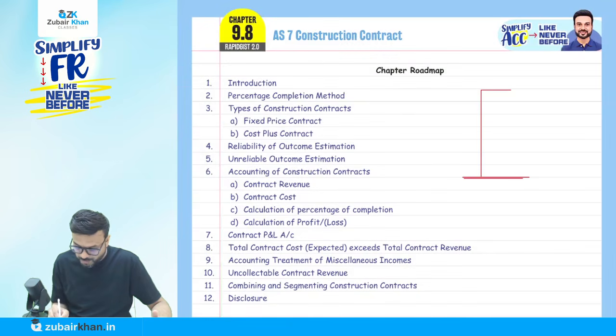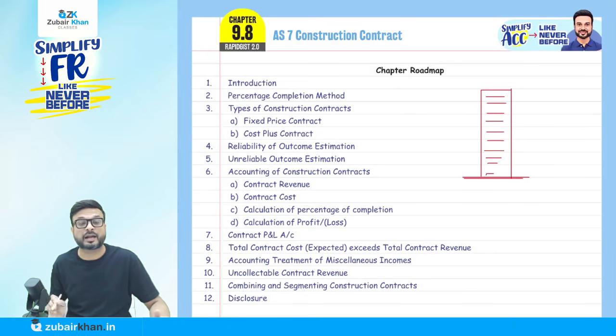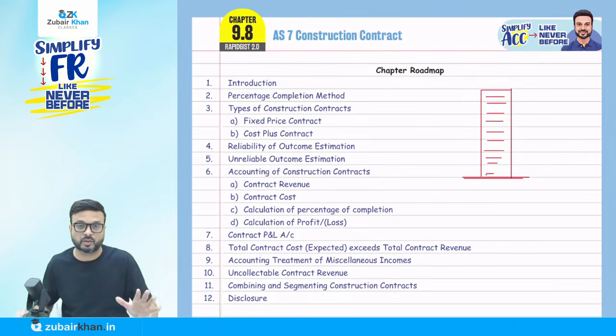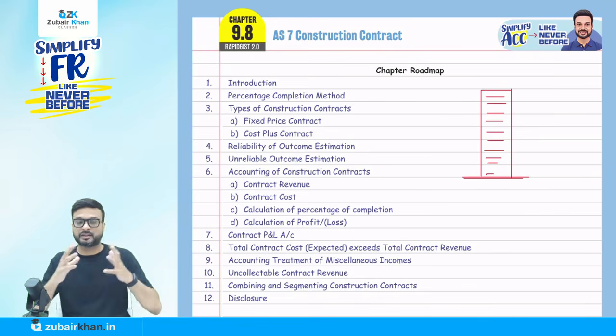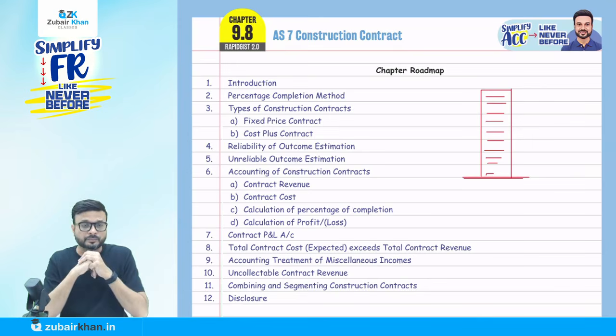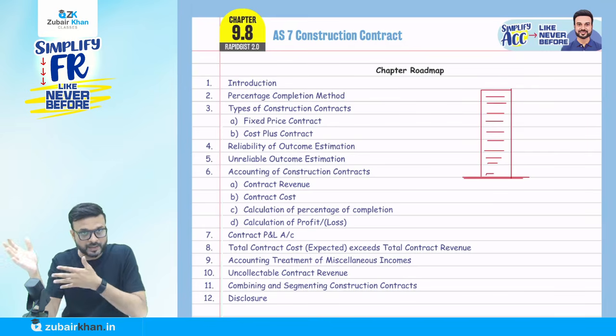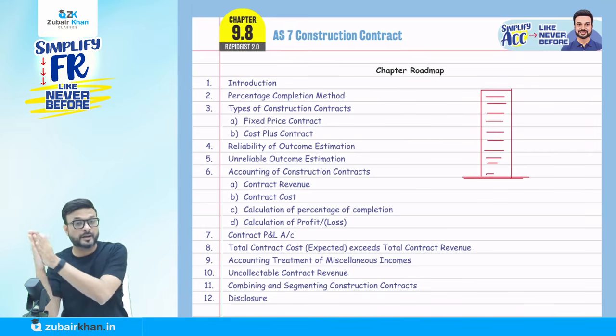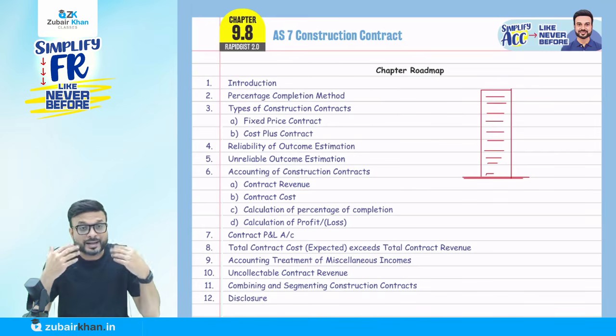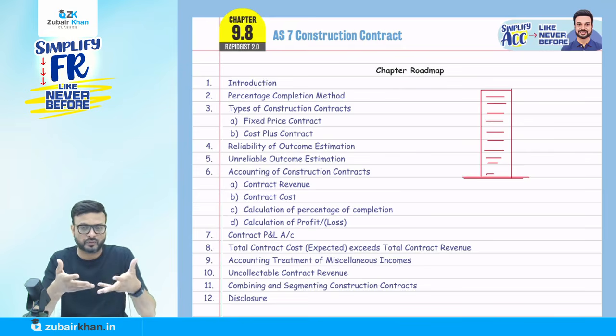Now understand this point. Accounting Standard 7 talks from the contractor's point of view, not from the contractee's. The contractor is the person who is doing the construction. For the contractee, this building will be PPE, property, plant and equipment, and the contractee will record it under Accounting Standard 10. But for the contractor, it is revenue, so it is going to be recorded under Accounting Standard 7.